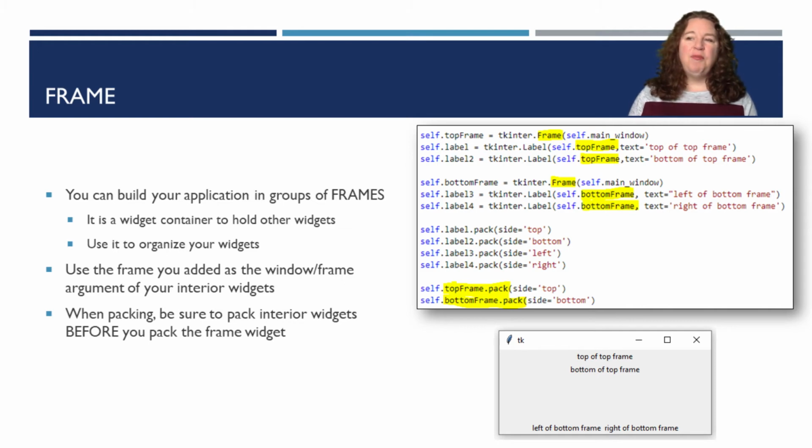So you can see that I've packed all 4 of my labels first, and then I packed my 2 frames, my top and the bottom frame. If I had packed the top and bottom frame first, the labels wouldn't have gotten in there because they would have been packed already.